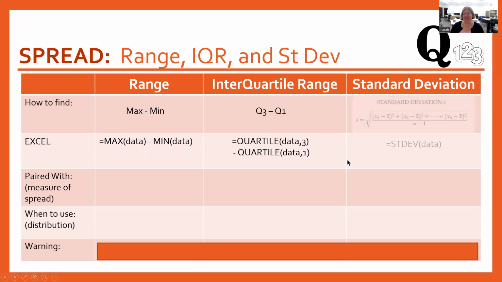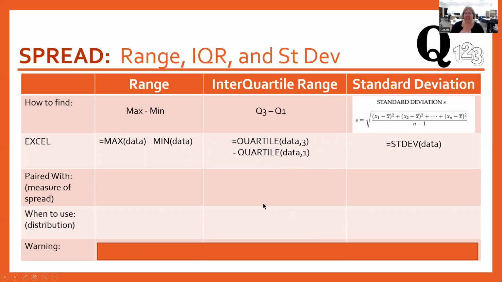The standard deviation, though, is that really gnarly formula. But there's a nice command in Excel for that, and that's equals STDEV. Then you'll open a parenthesis and put your data in there. Like the quartile, there's STDEV.S, STDEV.P. There's a whole bunch of different ones in there. You just want the basic one that's STDEV.